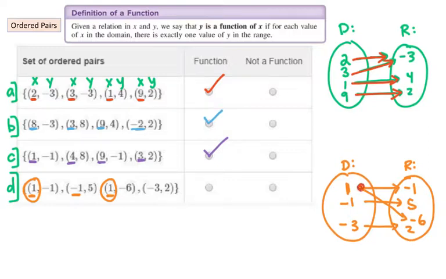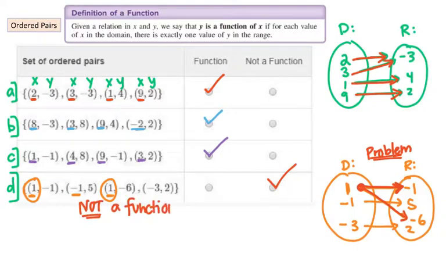If I have an input of 1 and I ask you to tell me what's the output, you won't know. I have two choices. Either the input of 1 goes with minus 1 or with minus 6. And this is a problem. You are not allowed to have one input giving you two different outputs. So in this example, we say not a function here.